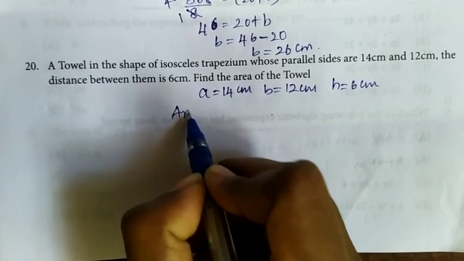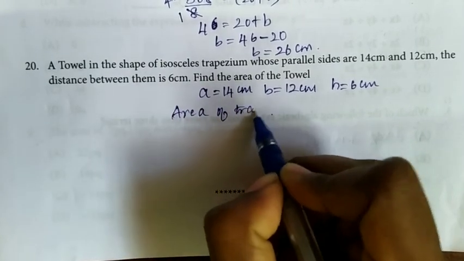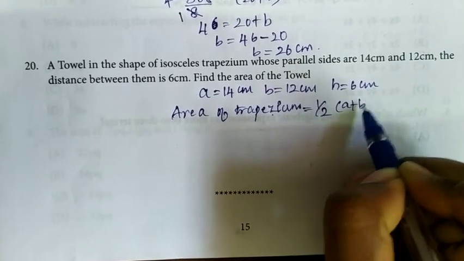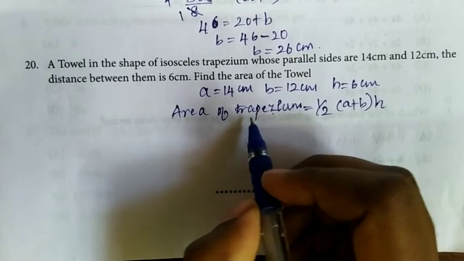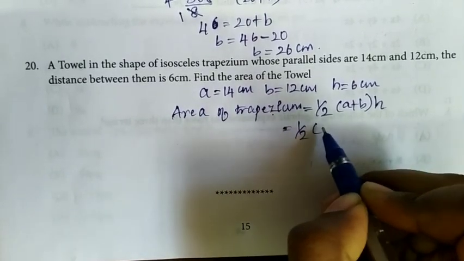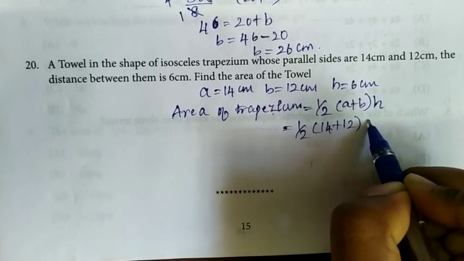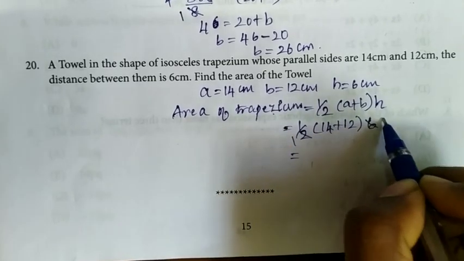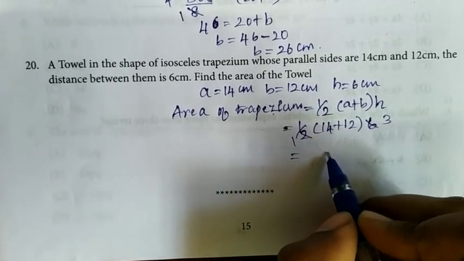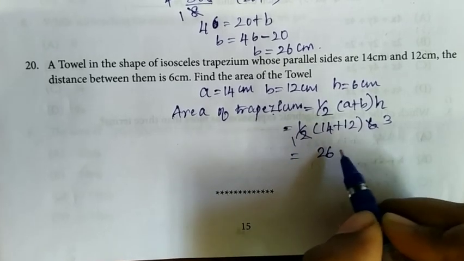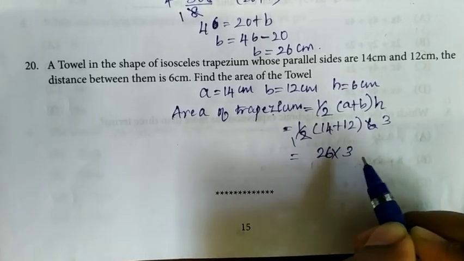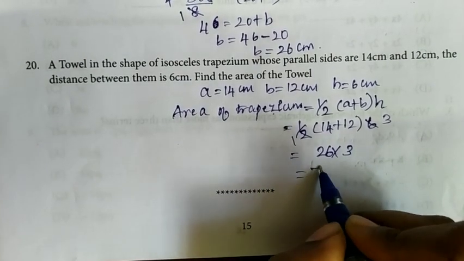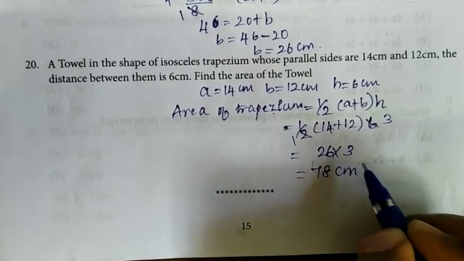So we know the area formula. Area of trapezium is equal to half into a plus b into h. Substitute the values. Half into a is 14 and b is 12. Height is 6. So we get cancelled by second table. 2 1 is 2 and 2 3 is 6. 12 plus 14 we get 26 into 3. Multiply 26 and 3 we get 78 centimeter square.